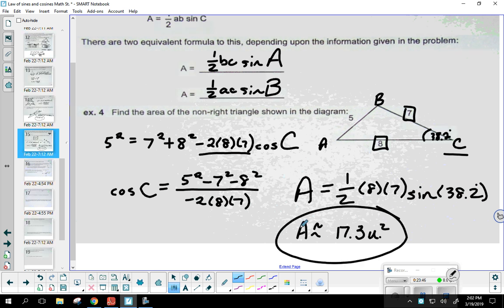Okay, any questions so far on law of cosines? Anybody having a hard time? Not seeing where anything's coming from. Okay. Oh, it's already 2:02.